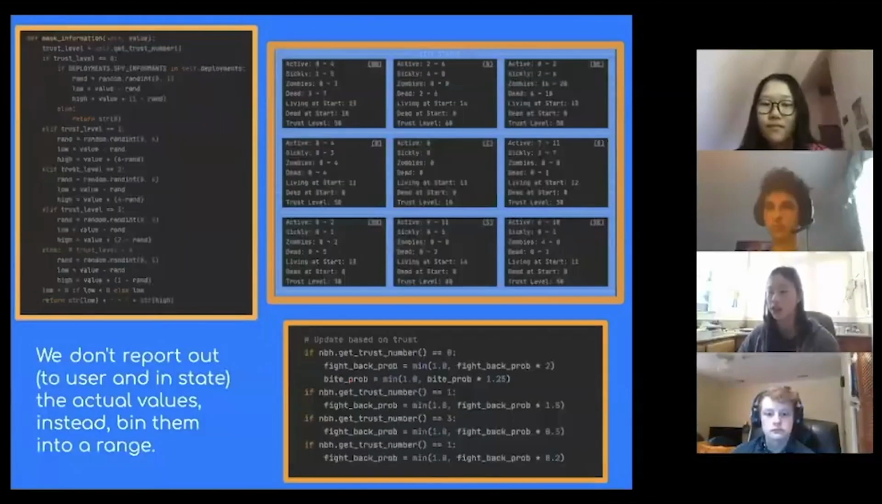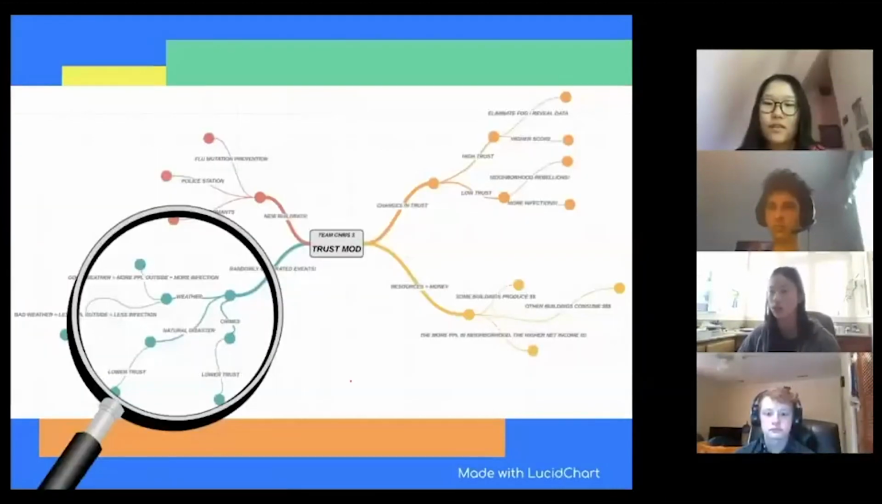The true data is hidden within a range that is displayed on screen, which widens as trust decreases. If the neighborhood is in rebellion, all data will be displayed as 0 unless a spy is deployed. Higher trust also means that the NPCs will be less hostile, whereas lower trust means that they will be more likely to fight. Now for our randomly generated events.